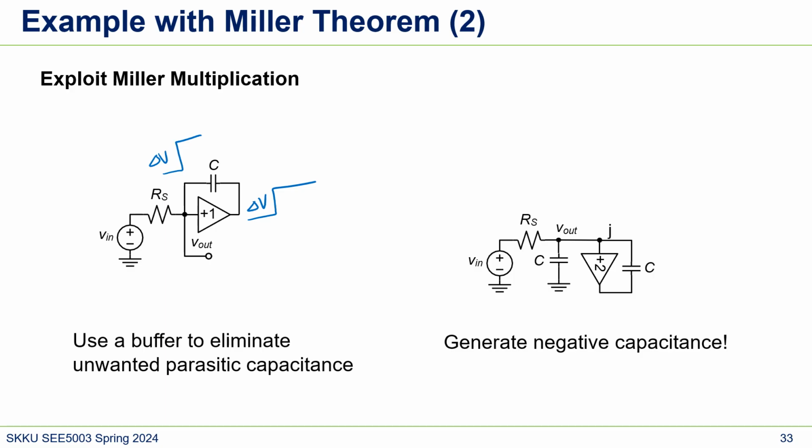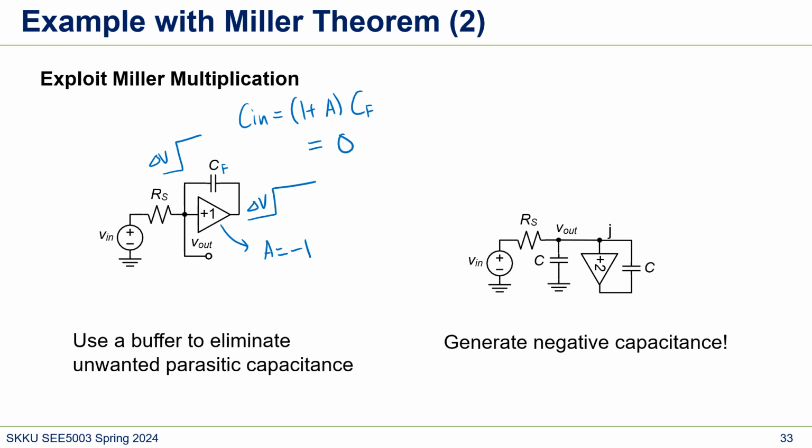We can also represent this with our equation, because C in was 1 plus A times CF in this case. If the gain is plus 1, that means 1 minus A, so this becomes 0. And there's also a negative capacitance.